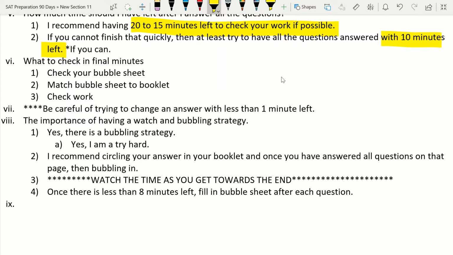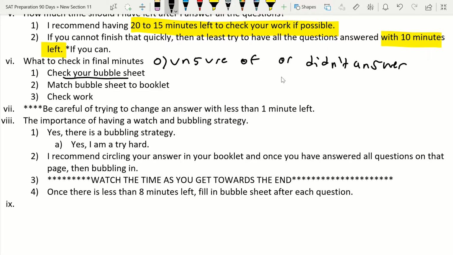So what to check in the final minutes? Once again, obviously as a step 0, anything that you were unsure of, or didn't answer, or skipped, go back and do those ones first. After you've gone through and answered those ones, you're going to want to make sure that your bubble sheet matches what's in your test booklet. Because you don't want to end up in a scenario where all the things in your bubble sheet are off by one place. Because then you're going to end up getting like 10 questions wrong. So that's why you want to make sure that what's in your bubble sheet matches your answers in your test booklet.